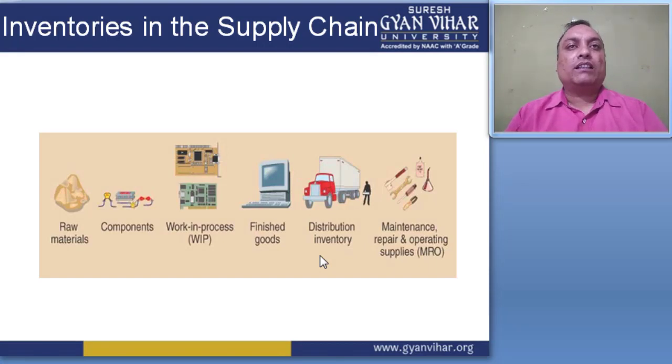MRO means in any company there is one unit for overall repair and maintenance, which is sometimes called the MRO division, and it has expert members who have different types of tools, and some critical operations are done. So these are some kinds of inventory. These inventories are raw material, component, work in progress, finished goods, distribution inventory, and maintenance, repair and operating supplies, MRO inventory.